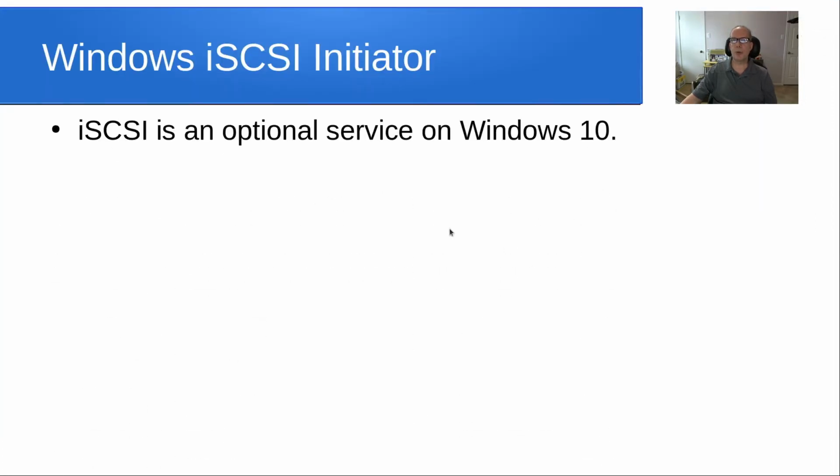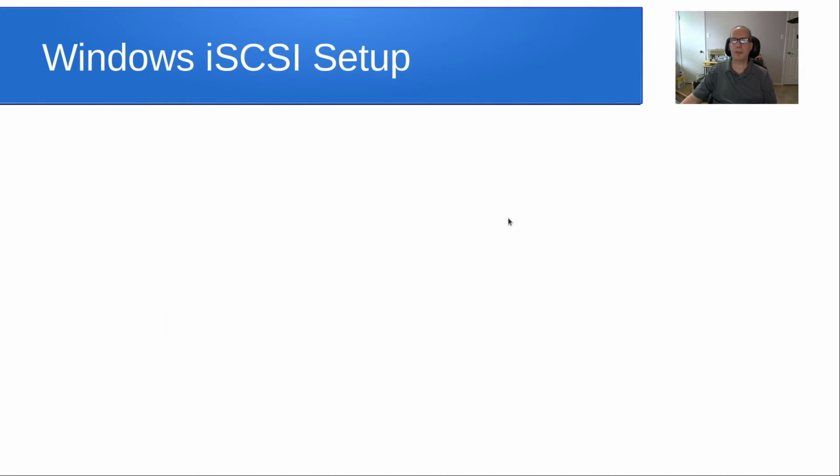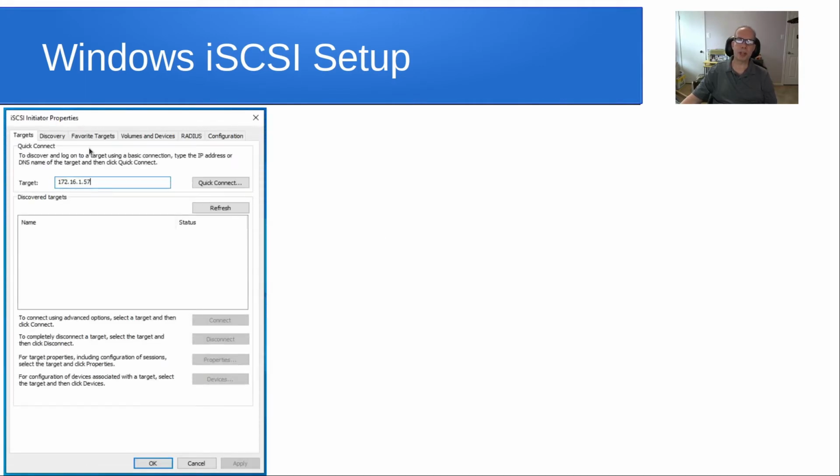Okay, so in Windows, iSCSI is an optional service on Windows 10 or Windows 11. So if you invoke iSCSI by typing in iSCSI at the prompt and executing the iSCSI option that comes up, it'll say that it's not running, the service is required. So you go ahead and click Yes. After you click Yes, you'll go into this iSCSI Initiator Properties menu. In the target blank, type in the address of your NAS or wherever your iSCSI is being offered from.